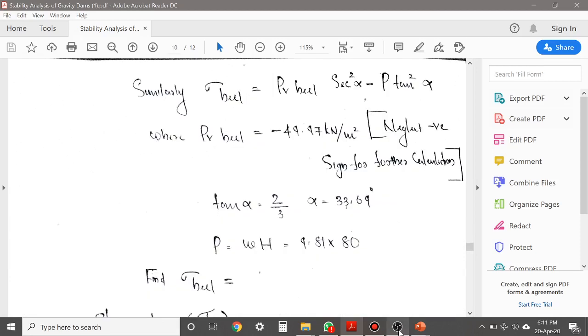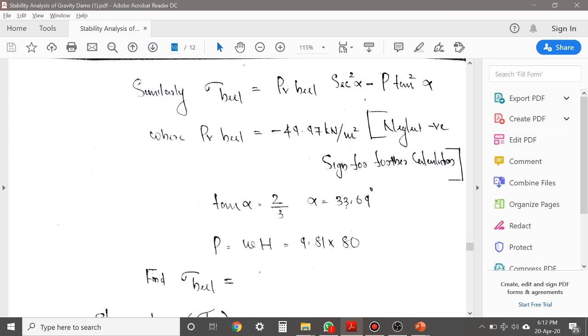Similarly, if you calculate sigma at heel, the equation changes to PV heel sec square alpha minus capital P tan square alpha. Here you have to identify what is alpha and capital P. Alpha actually indicates, see, this is the point heel.